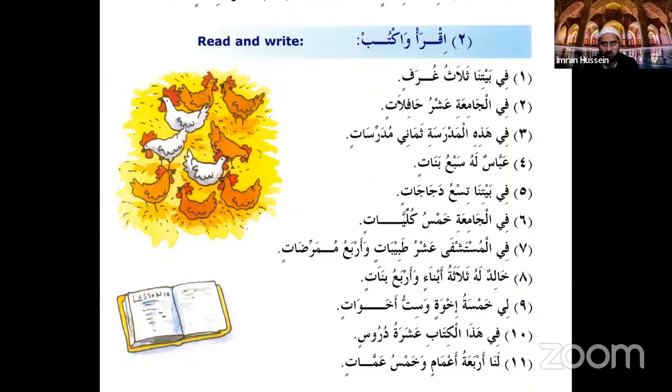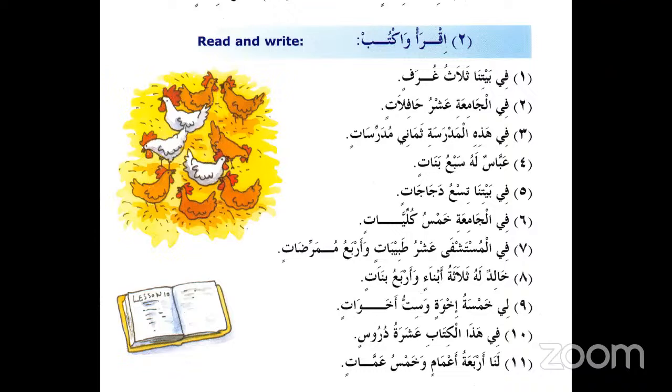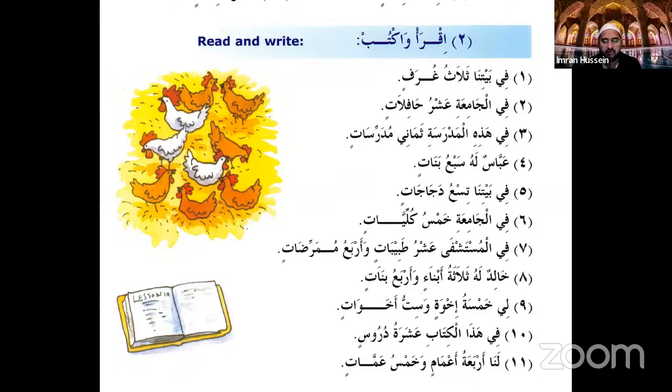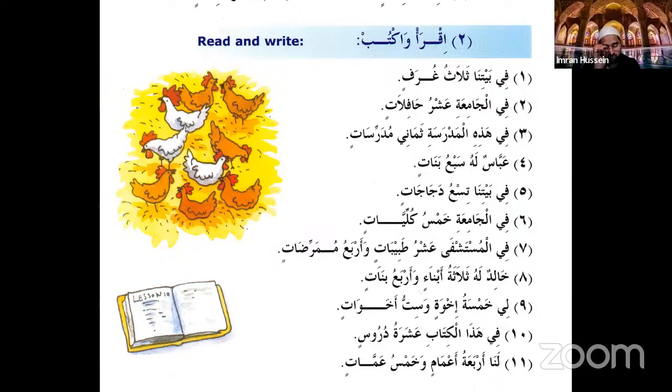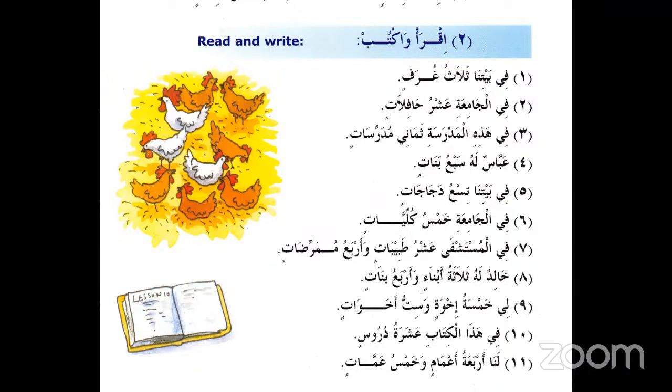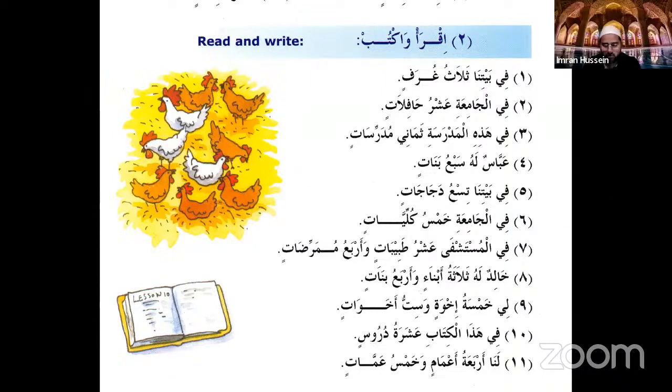Excellent. في هذه المدرسة 8 مدرسات. Not Thamania, Thamani. In this school, there are 8 female teachers. Correct. Abbasun lahu sab'u banatin. Abbas has 7 daughters. Excellent. Brilliant.